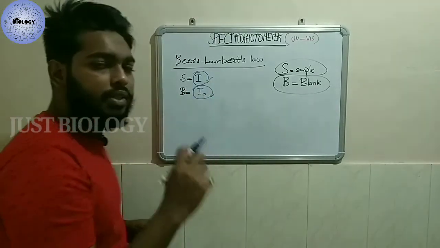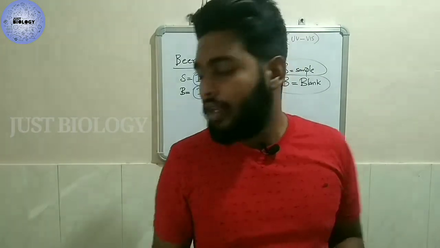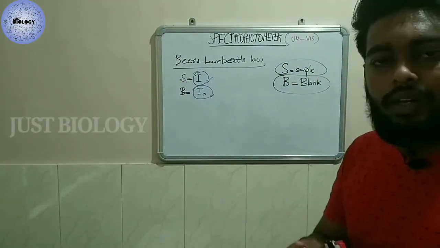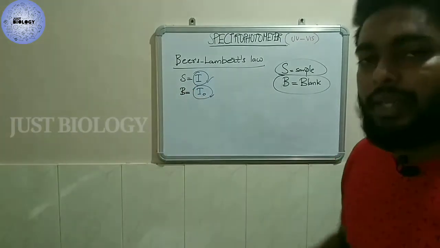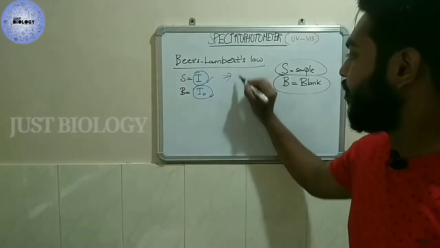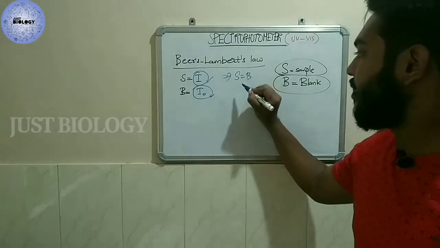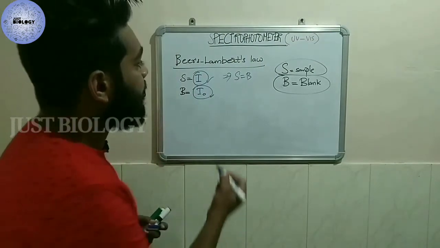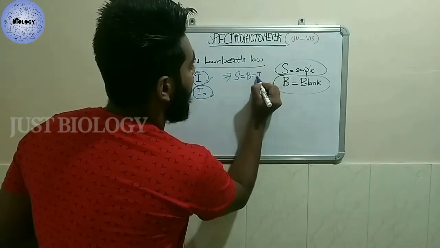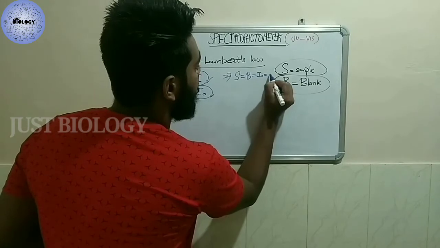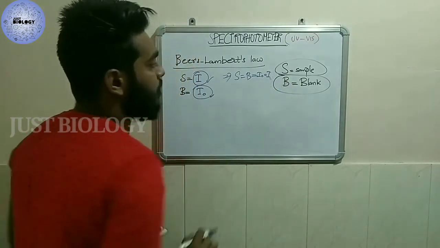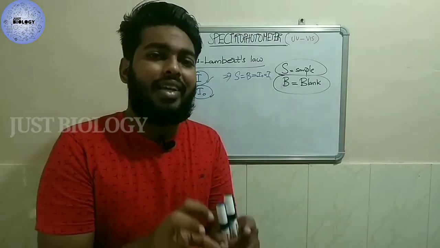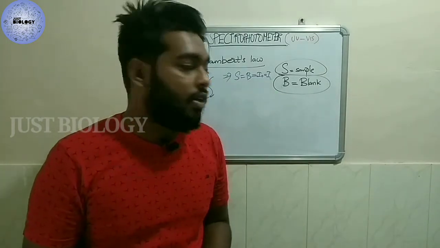So these are the two terms we should speak about. When I and I0 are equal, that is the blank and the sample. Here we have the first scenario, where the sample S is equal to the blank B. In that instance, we can say I is equal to I0. That means there is no compound at all. Both are the same solution.